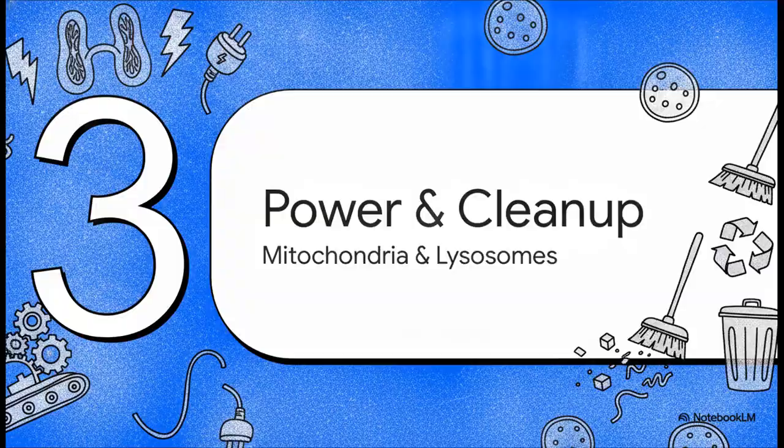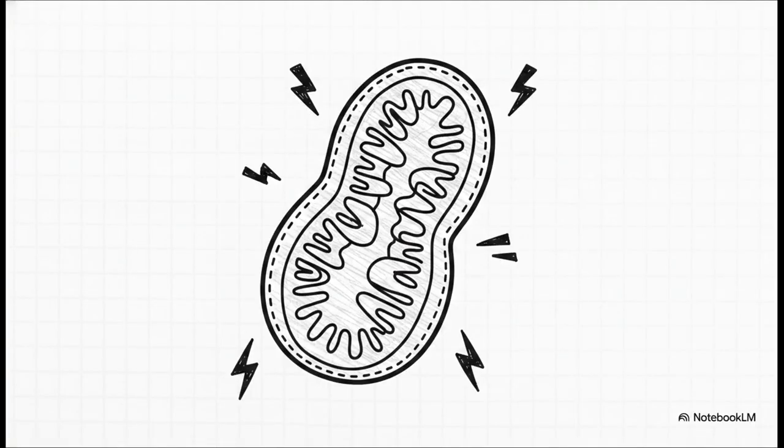Meet the mitochondria. These are the absolute powerhouses of the cellular factory. Their structure is just perfectly adapted to their job. They have a porous outer membrane, but the real magic? That happens inside. The inner membrane isn't just a simple circle. It's highly folded into these finger-like projections called cristae.